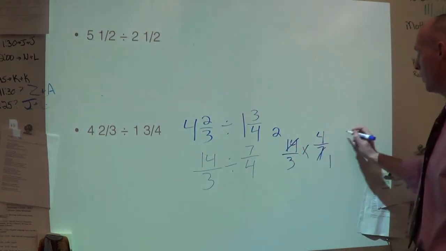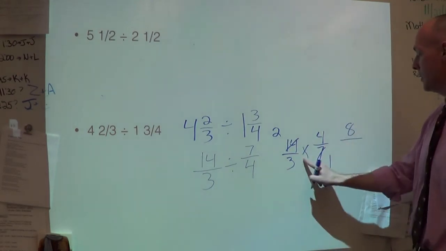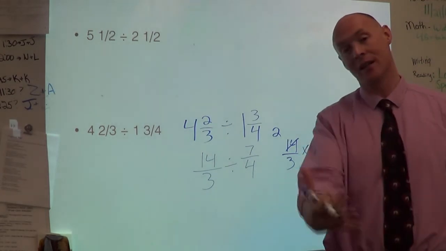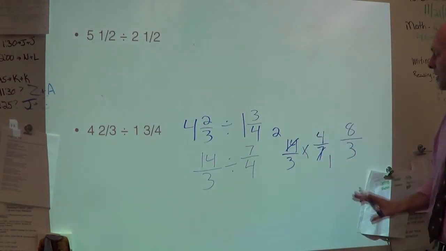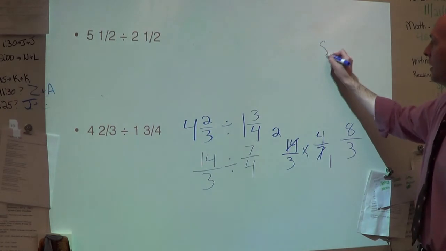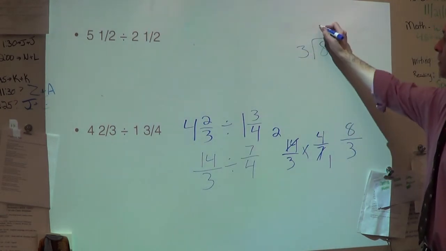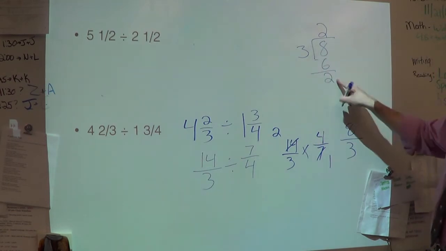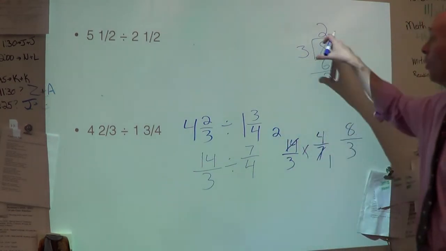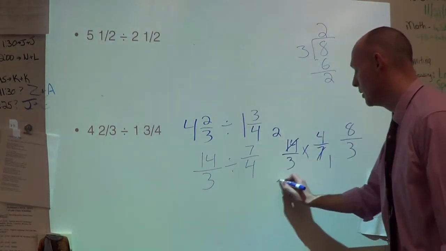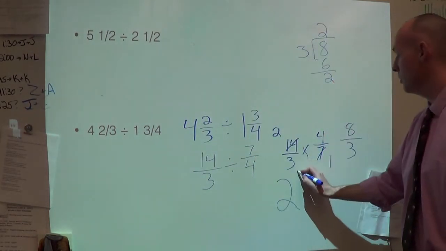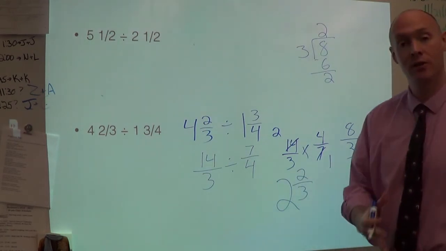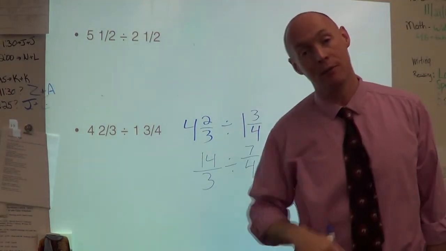2 times 4 is 8. 3 times 1 is 3. So I have 8/3, but that's not exactly going to work. So let's see, how many times can 3 go into 8? 8 goes on the inside, 3 on the outside, goes in twice. So 3 times 2 is 6. Subtract, we are at 2. So there's my remainder. Good. So I know my whole number answer is going to be 2. My remainder is 2/3. So my answer is going to be 2 2/3. That's my work. Now it's time for you to work.